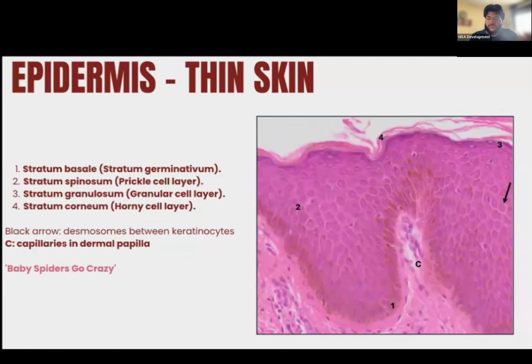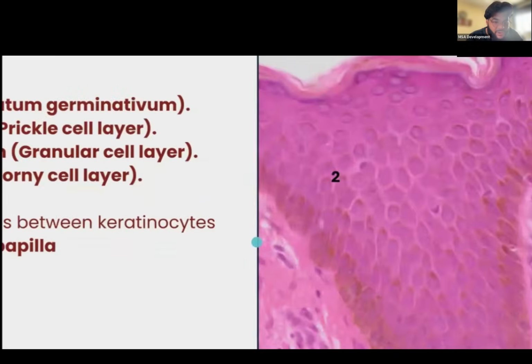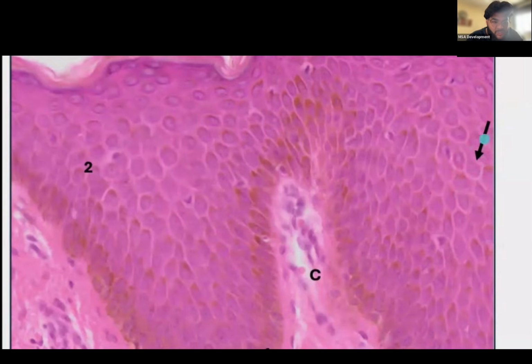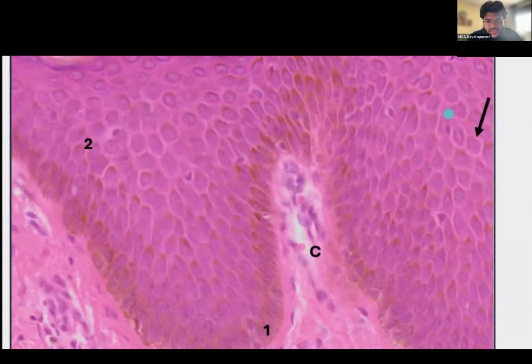Over here you can see the arrow is pointing towards your desmosomes. This is basically your stratum spinosum, because stratum spinosum is your spiny cell or prickle cell layer. So that means it has the spiny appearance due to your desmosomes. Over here, you can see your capillary. It is in your dermis.